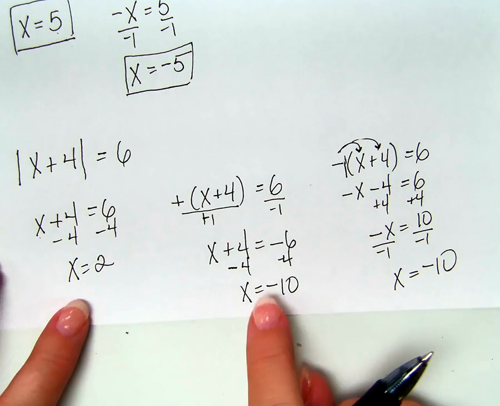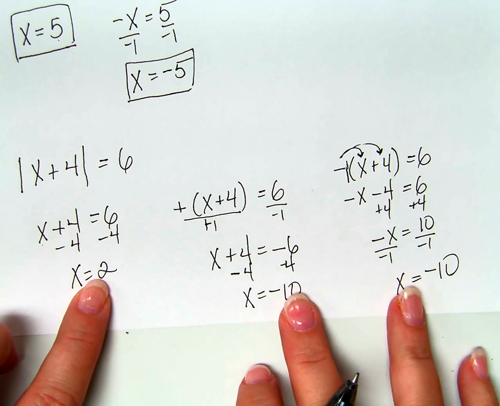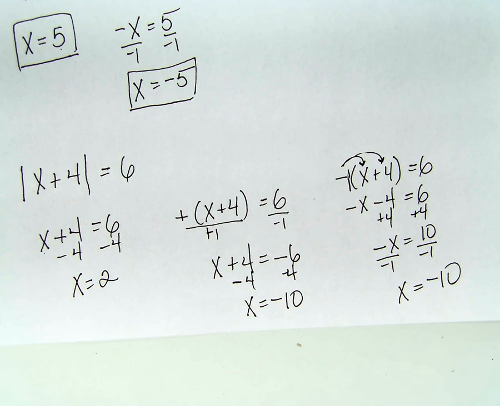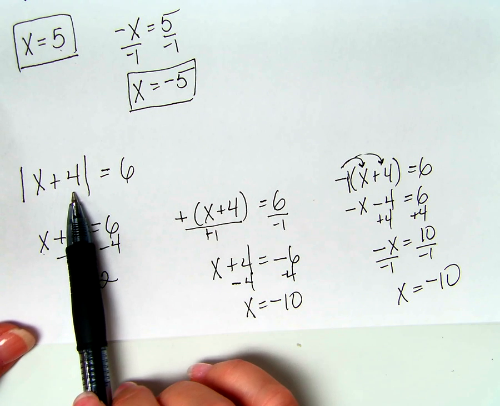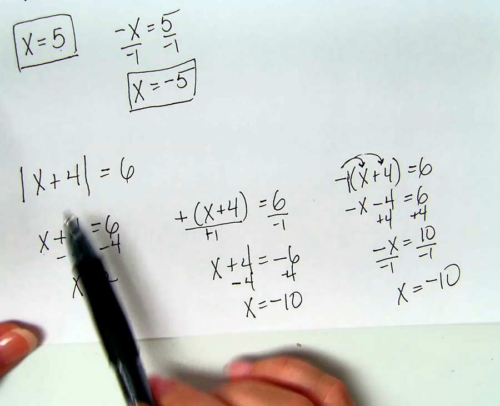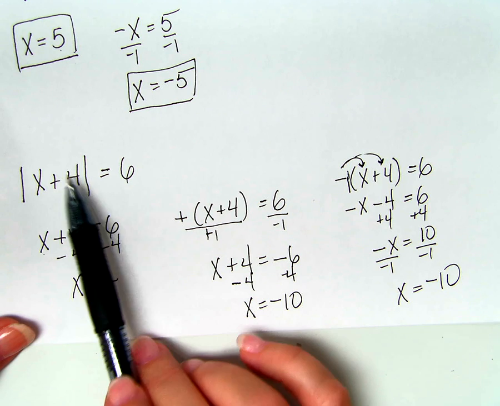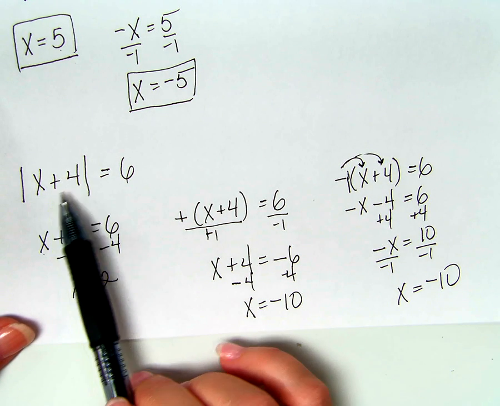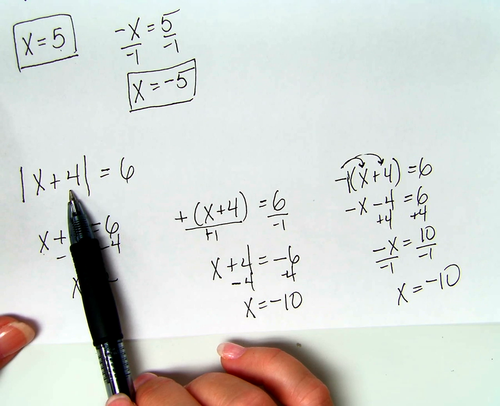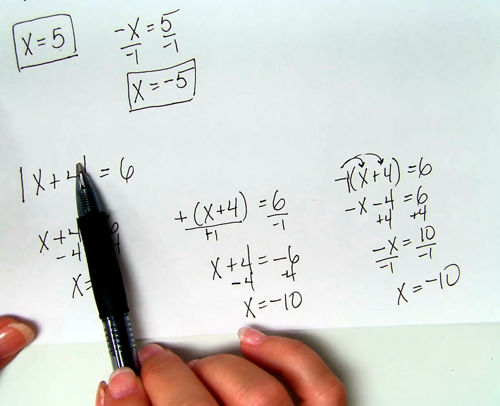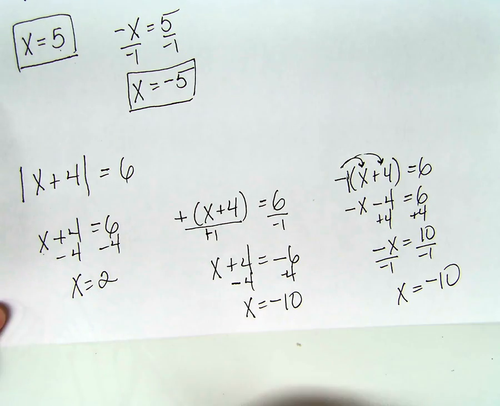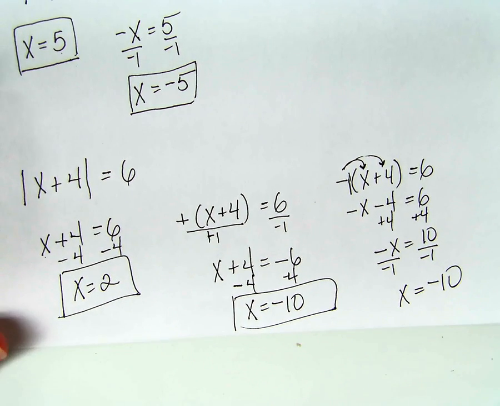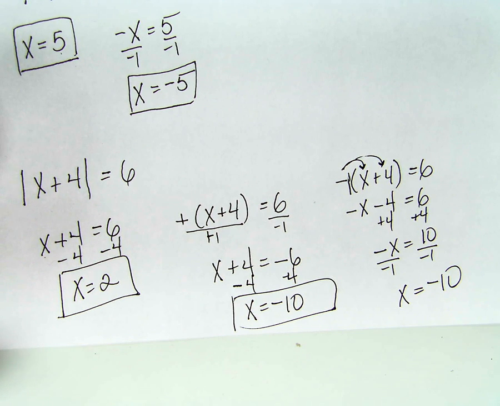Okay? So 2 and negative 10 are the answers I got to solve this equation, right? Are they right? Yes. Let's prove it. 2 plus 4 is 6. What's the absolute value of 6? 6. Does 6 equal 6? Yes. Negative 10 plus 4 is negative 6. What's the absolute value of negative 6? Does 6 equal 6? Then my answers for sure are 2 and negative 10. Does that make sense?